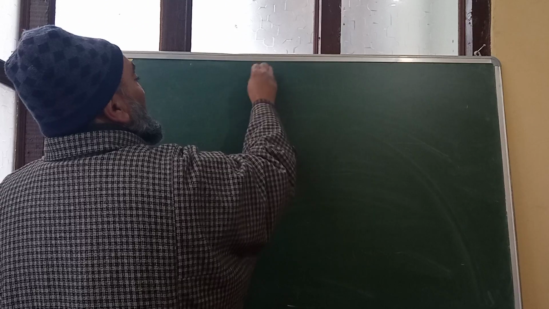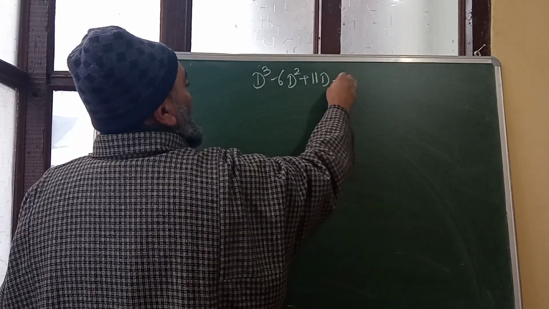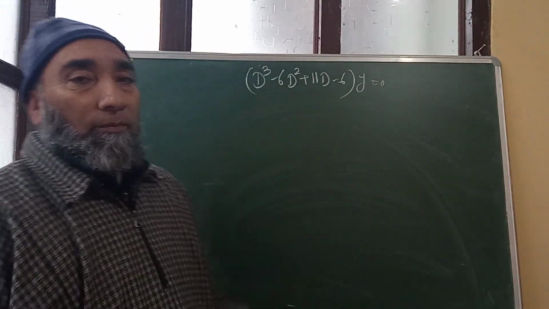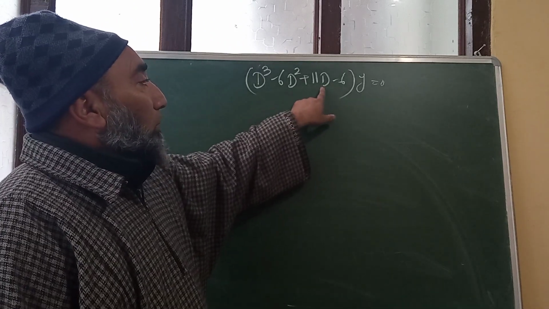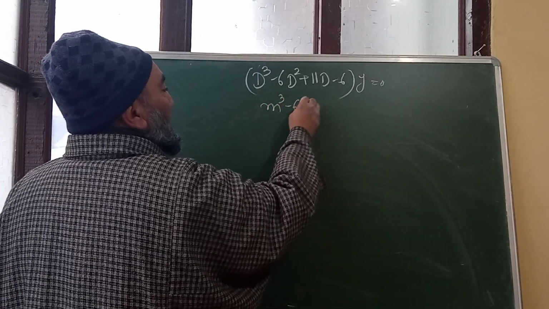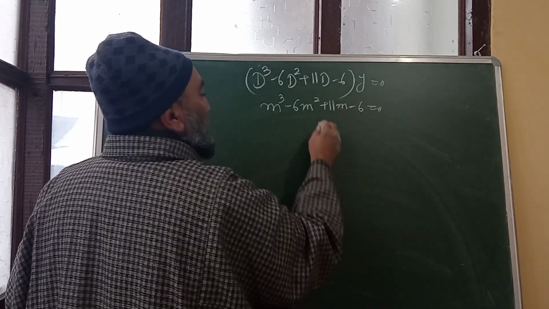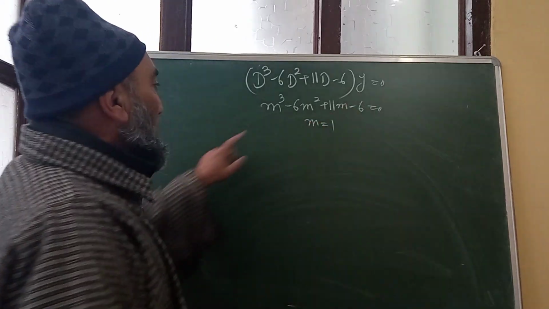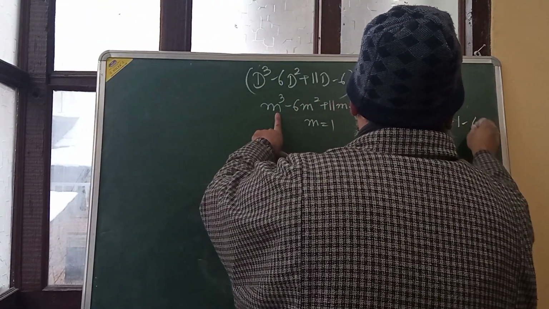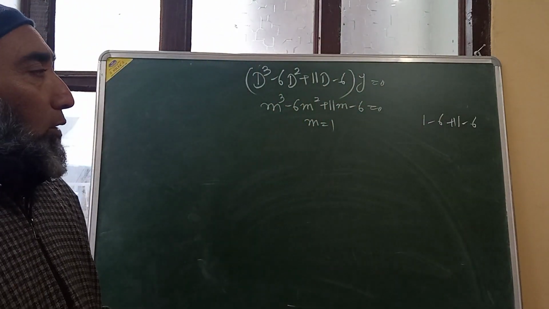See, what about d cube minus 6d square plus 11d minus 6 operating on y equals 0? This is a cubic. You can write the auxiliary equation as m cube minus 6m square plus 11m minus 6 equals 0. You can see m equal to 1 satisfies this equation. When m is 1, you have 1 minus 6 plus 11 minus 6. Minus 6 minus 6 is minus 12 plus 12, it is 0.